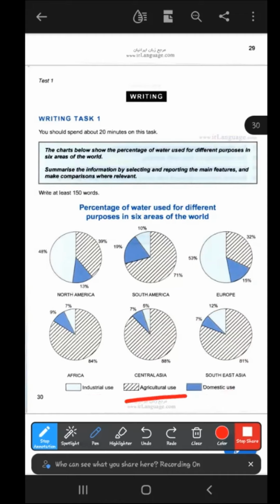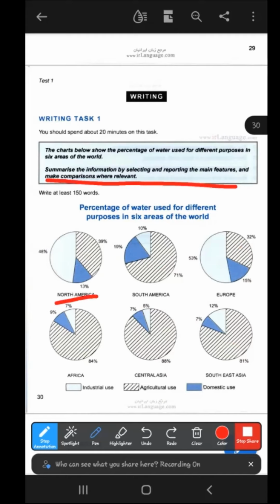Now, what about the agricultural use? If you see farmers using water, then you can definitely see that they would use agricultural use. In fact, Bangladesh uses water for agricultural use. How do we generate rice from paddy fields otherwise, isn't it? Okay, then you just need to summarize information by selecting and reporting the main features and make comparisons where relevant.